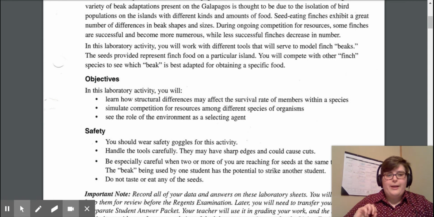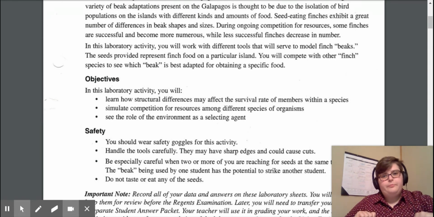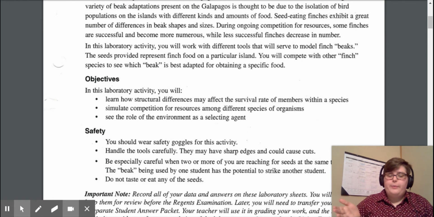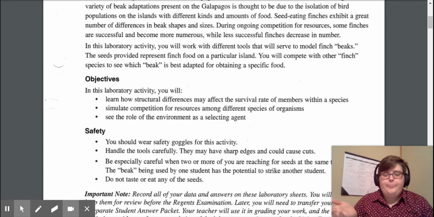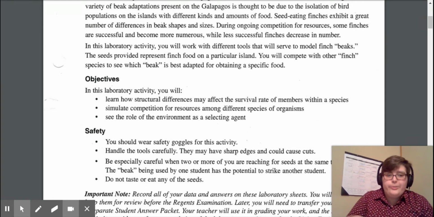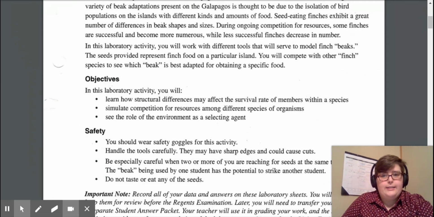So you can only pick up one seed at a time using your tool and put it in your belly, and you're going to compete with everybody else on your island to see who's going to get the most, who's going to survive to the next round, basically, is what we're doing. So let's go ahead and read the objectives and see exactly what you're supposed to be learning.